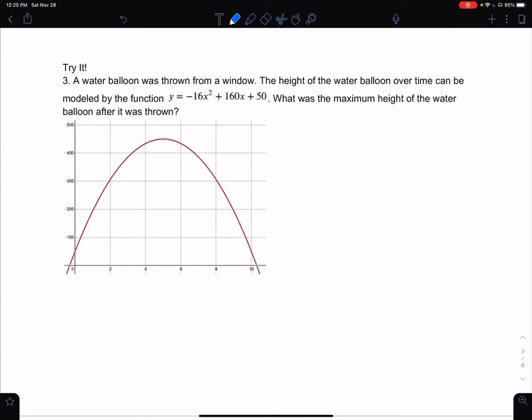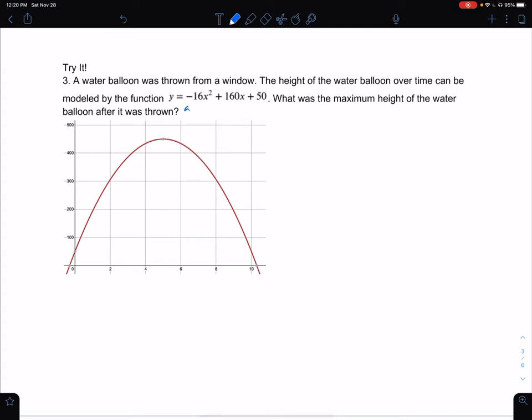Here we're going to look at try number 3, and we're told a water balloon was thrown from a window, and the height of the water balloon over time can be modeled by the function y equals negative 16x squared plus 160x plus 50. What was the maximum height of the water balloon after it was thrown?